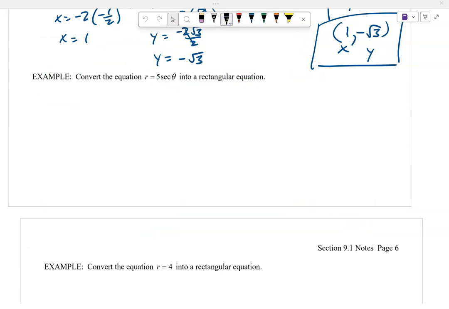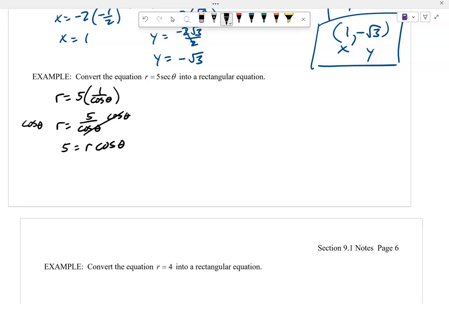And when they say convert into a rectangular equation, right now, see how it's in terms of r and theta? So we want it in terms of x's and y's, right? So what you could do is say, well, I know the secant is 1 over cosine, right? So r equals 5 over cosine. And notice if I multiply both sides by cosine, then I have 5 equals r cosine of theta.